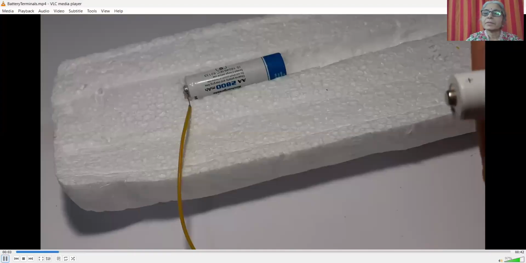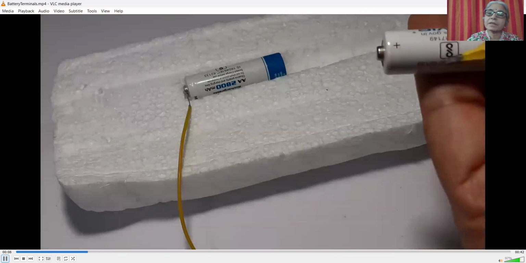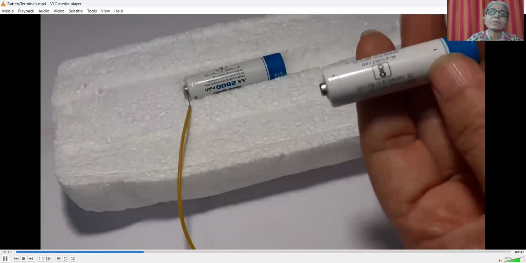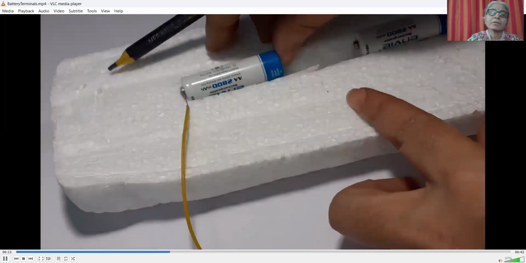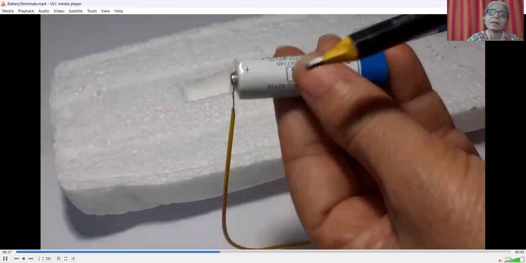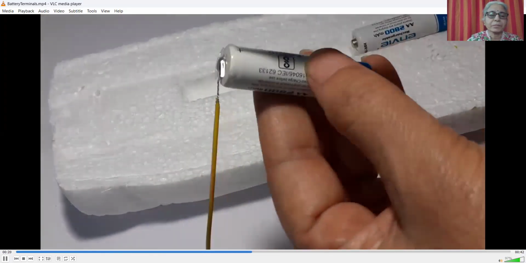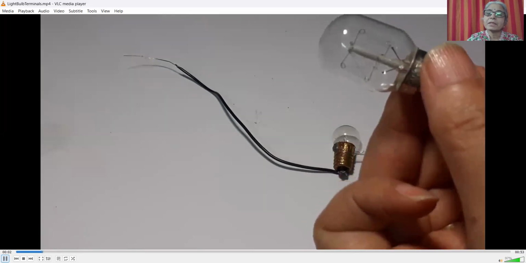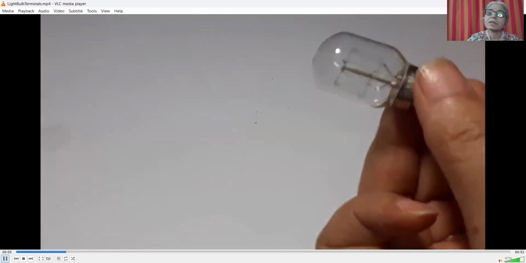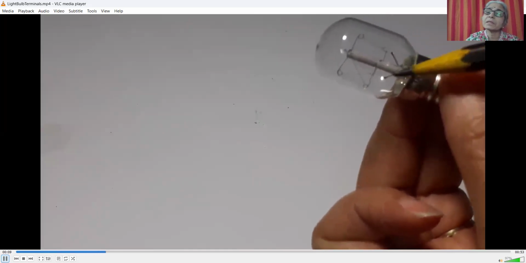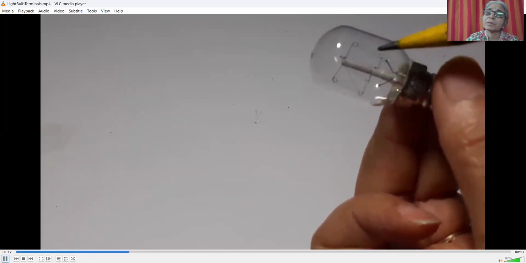Here we can see the electric terminals close up, and we wind the wire around the positive terminal where there's a cap and then secure it with a tape. Now we have a light bulb, and we can see the terminals of the light bulb. There are many thin wires inside, which are called filaments, which are connected to those two terminals.